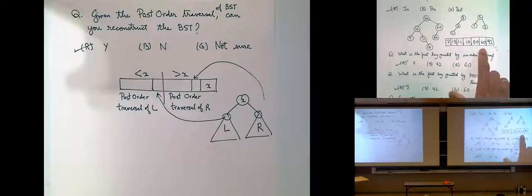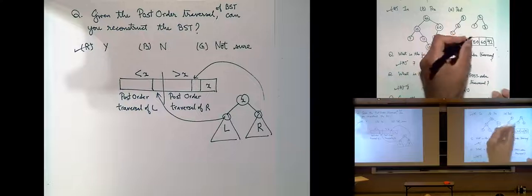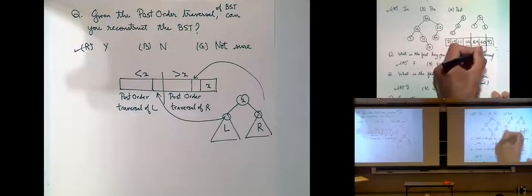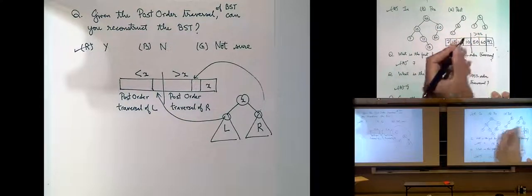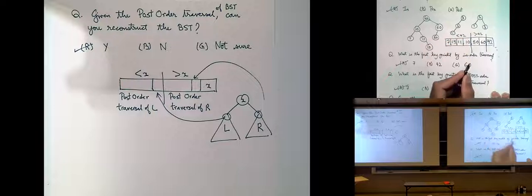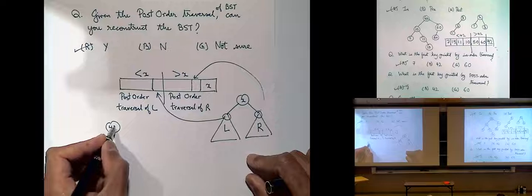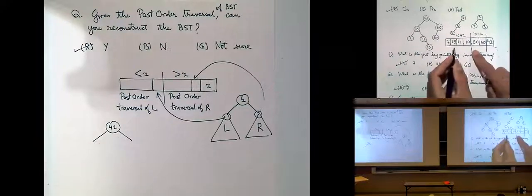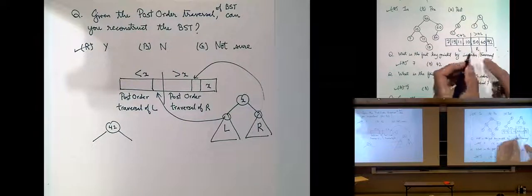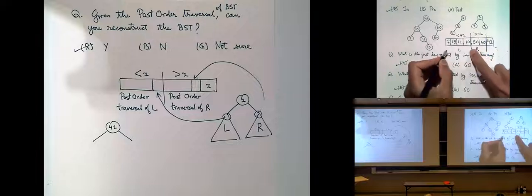And if you go and look at this example again, what we know is that this is the portion that's greater than 42, and this is the portion that's less than 42. So what we do here is you'd say, okay, 42 needs to be the root. Now you have to get L and R. So this is L and this is R. Let's now go and reconstruct L. So we know that the root of L is 10.